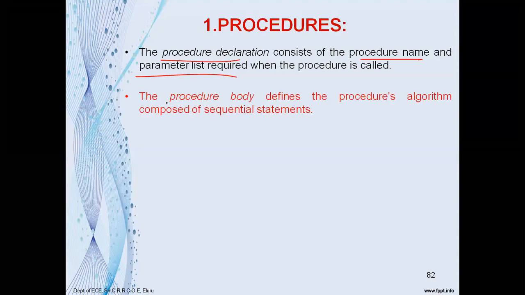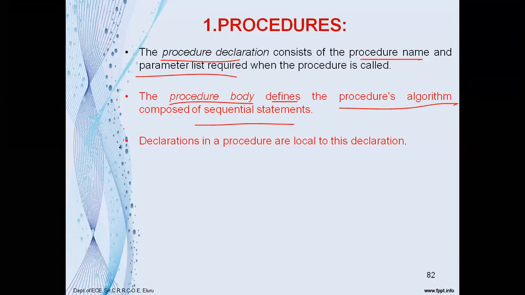And what about the procedure body? The procedure body defines the sequential statements. So it is a procedure's algorithm which is composed of the sequential statements. Procedure body means what is the exact operation that we wanted to perform, that we will write in the form of sequential statements. So simply the procedure declaration consists of the procedure name and the parameters which we wanted to list about the design, and the procedure body consists of the sequential statements.